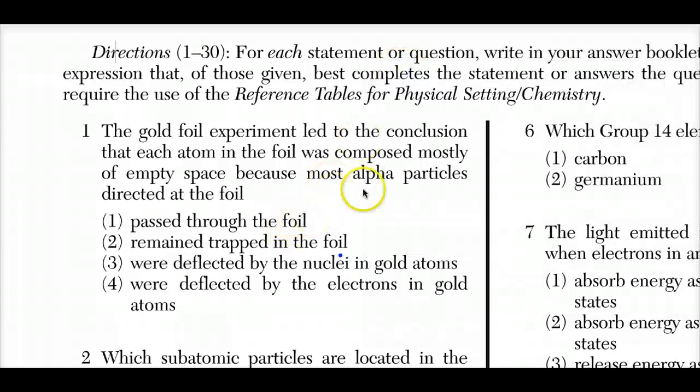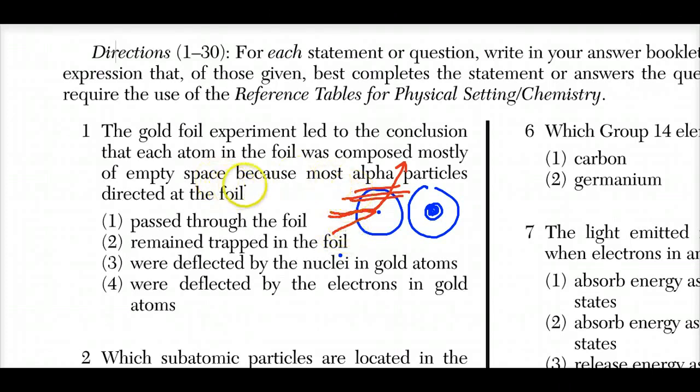So in any case, most alpha particles directed at the foil passed through the foil. Most were not deflected. If most were deflected, then we would say the nucleus was huge compared to the size of the atom. But because the nucleus of an atom is tiny, most of these alpha particles would go through undetected. Only on very small occasions would they be close enough to deflect, and even fewer occasions where they would almost bounce back, when it was almost a head-on collision.